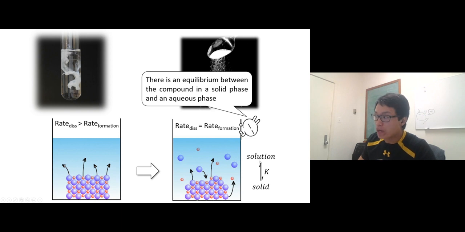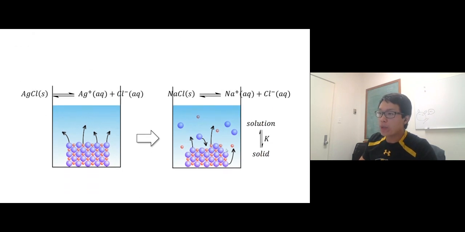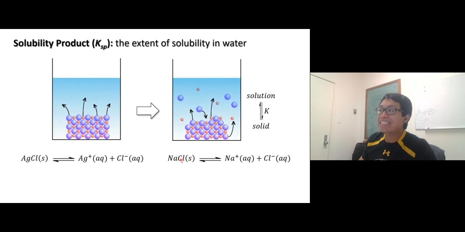Same thing with silver chloride, which is not soluble in water. The silver and chloride ions are in solution, and we also have silver chloride as a solid. Then they are also in equilibrium. The only difference between silver chloride and sodium chloride is the extent of solubility. They form equilibrium in water, but the extent for silver chloride is really low.